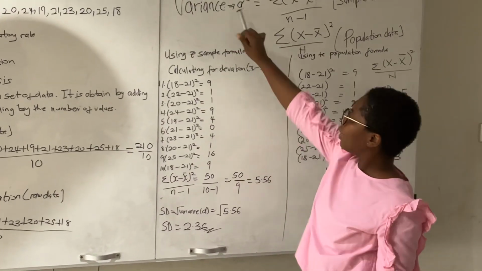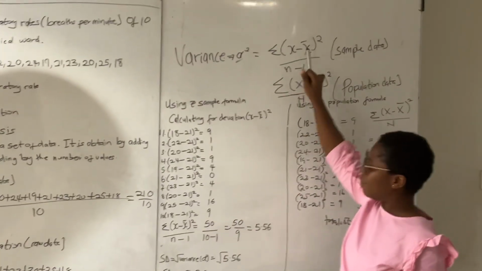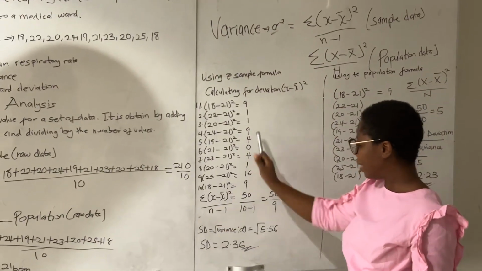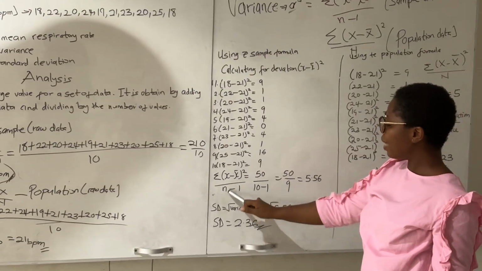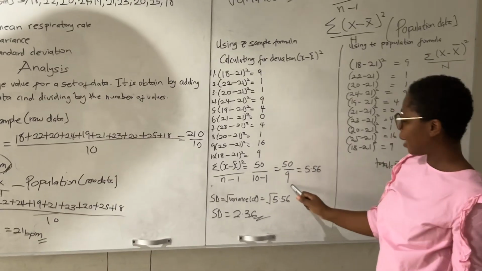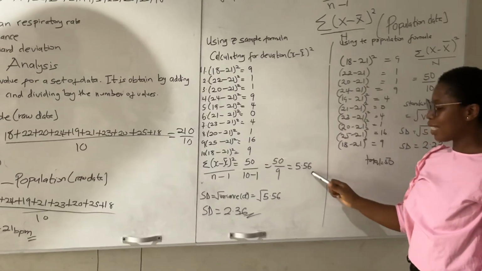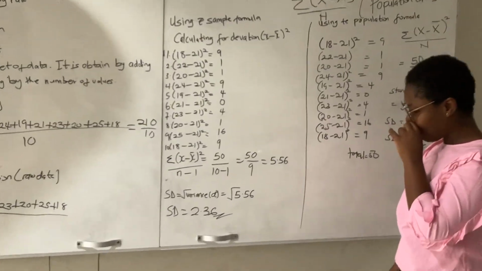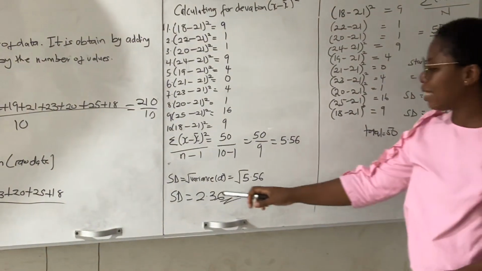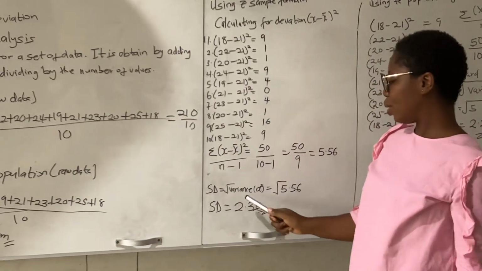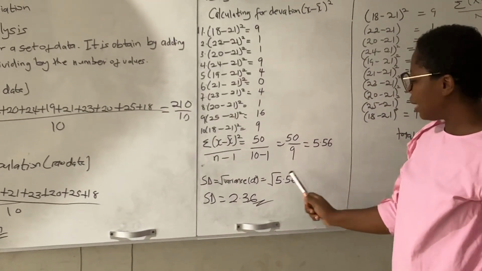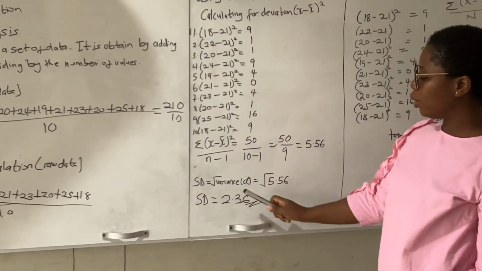So then coming back to the formula, summation of the deviation. You sum up the deviation and you get 50 all over n minus 1. N is 10 minus 1, so you get it over 9. The final answer is 5.56. Then we move on to standard deviation. Standard deviation is square root of variance. So you put in the values and you get 2.23.